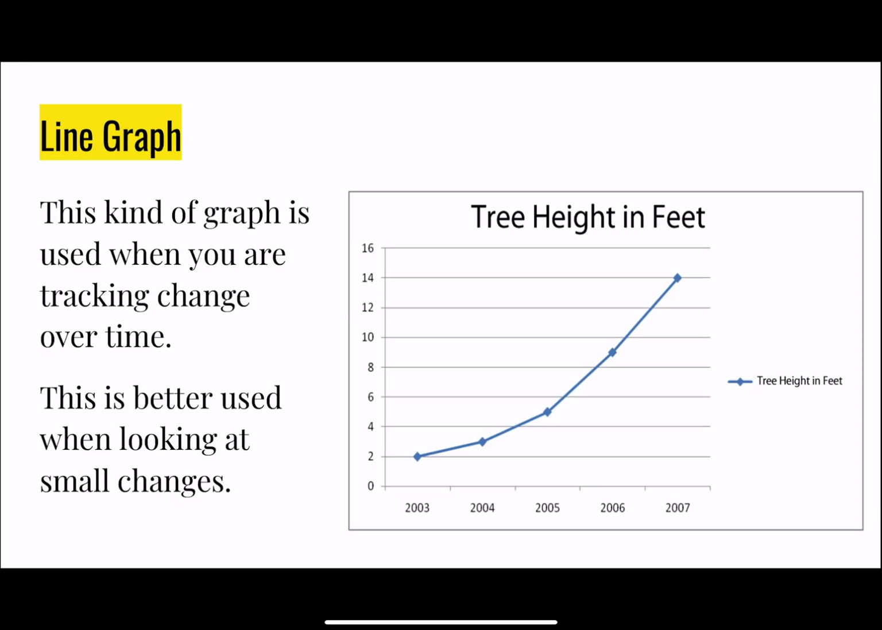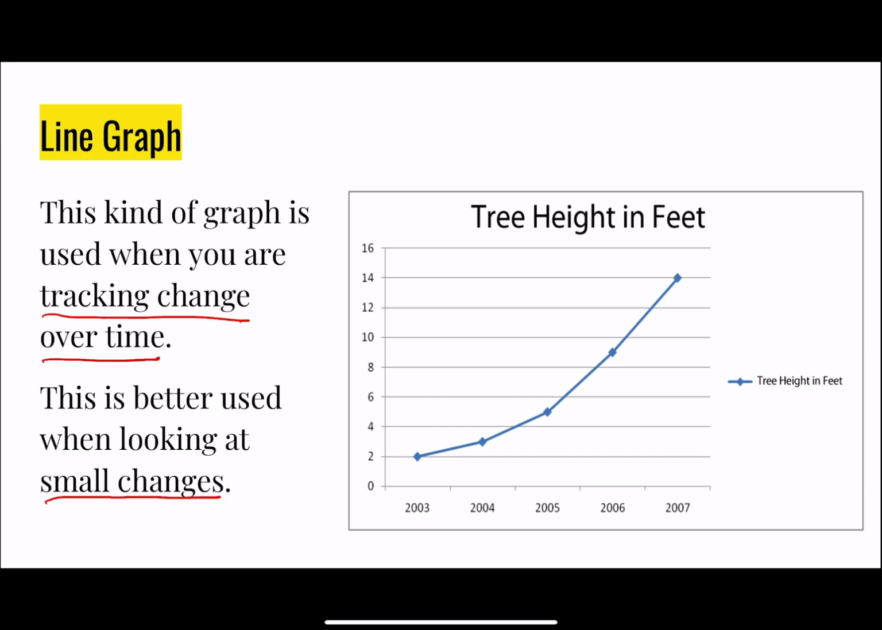Okay, moving on. Okay, line graph. A line graph is used usually when you're tracking change over time, right? And this is better looked at when you're tracking small changes. And again, this is just in general, right? You can use a bar graph when it's appropriate. You can use a line graph when it's appropriate. You just got to think about what's best.